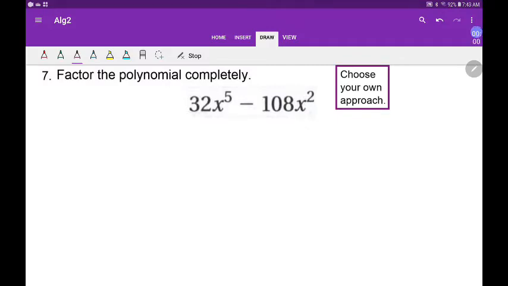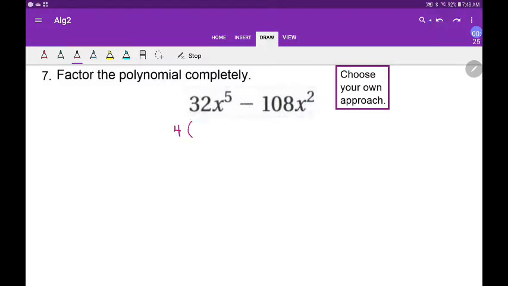We choose our approach here. And the best thing, I think, would be to factor out as much as we could. I can see that a 3 would come out of 108. And I'm thinking probably a 4 as well. So let's take a 4 out, and also an x squared. So let's start with that and see what's left.